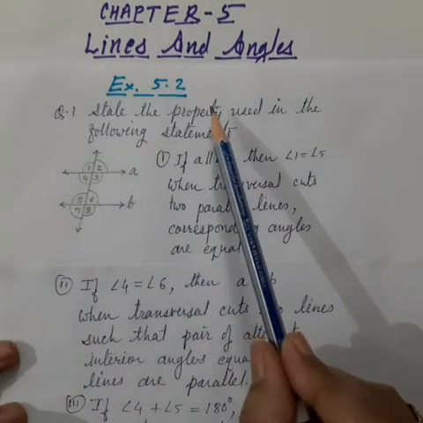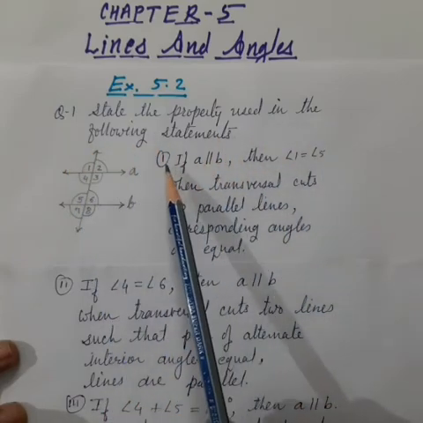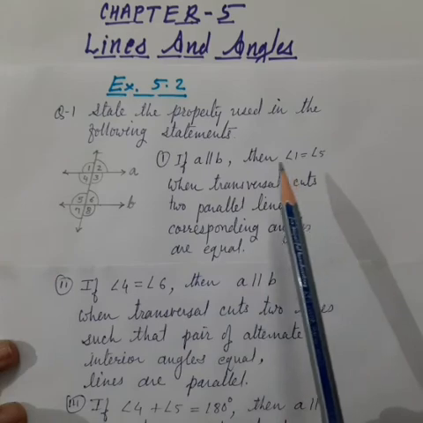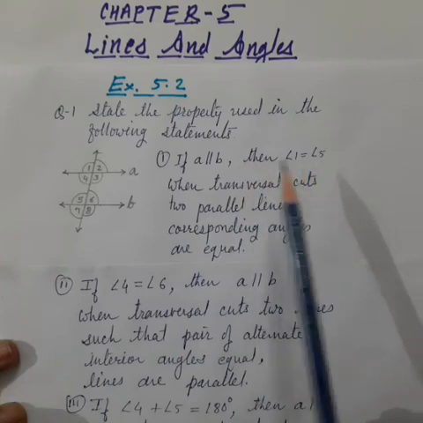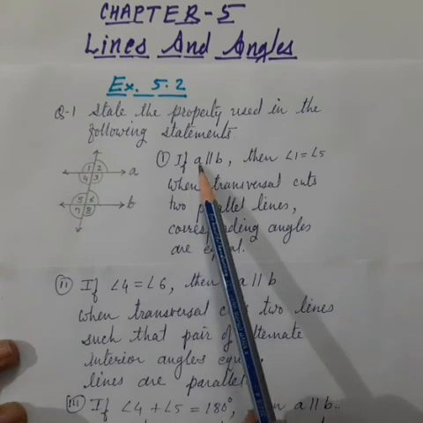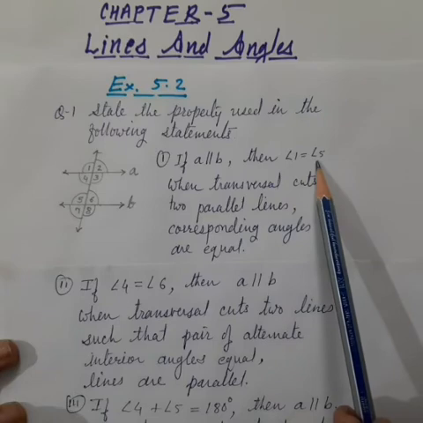Exercise 5.2, Question 1. State the property used in the following statements. The statement is given here and we have to give a reason for these statements. First, if line A is parallel to line B, then angle 1 is equal to angle 5.